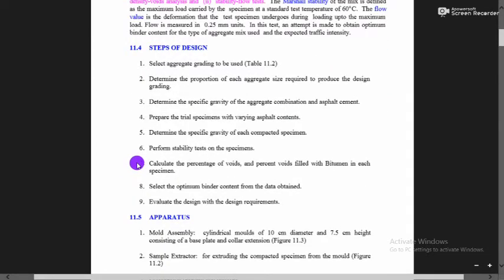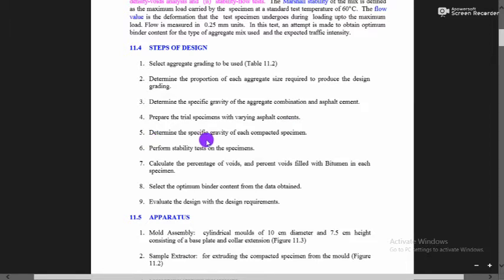11.4 The steps of the design. 1. Select aggregate grading to be used, see table 11.2. 2. Determine the proportions of each aggregate size required to produce the design grading. 3. Determine the specific gravity of the aggregate and the asphalt cement. 4. Prepare the trial specimens with varying asphalt contents.